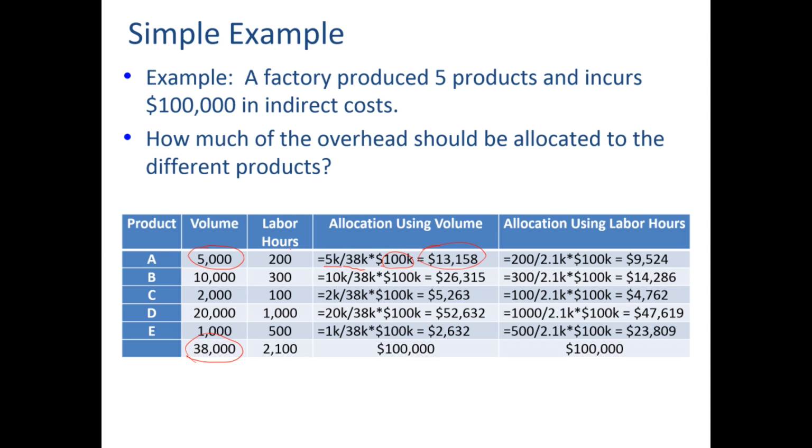Let's look again at product A. 200 labor hours consumed in product A. Well, that as a percentage of the total 2,100 labor hours, that's 200 over 2,100 hours, times $100,000. The allocation of overhead in that case is $9,524. That's a pretty big difference we see between those two. But if we look at some of the other numbers, wow, look at this one, product E. We see a huge difference. So it really does matter how the accountant makes the decision on how to allocate the overhead, because it can have meaningful impact on how the product costs are represented.